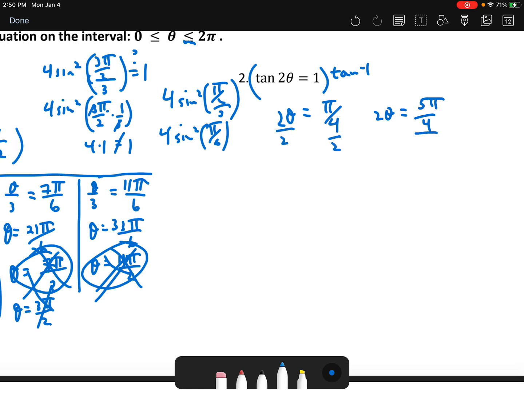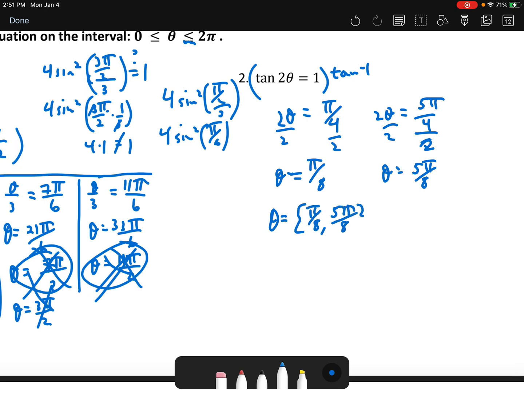So I'm going to divide by 2, and you're going to divide by 2. And when you divide by 2, then it's pi over 8. And this is 5 pi over 8, and there are your answers. Pi over 8 and 5 pi over 8. Now you may be looking at that going, what? But trust me, pi over 4 divided by 2 is pi over 8. 5 pi over 4 divided by 2 is 5 pi over 8. And that would give us 1.